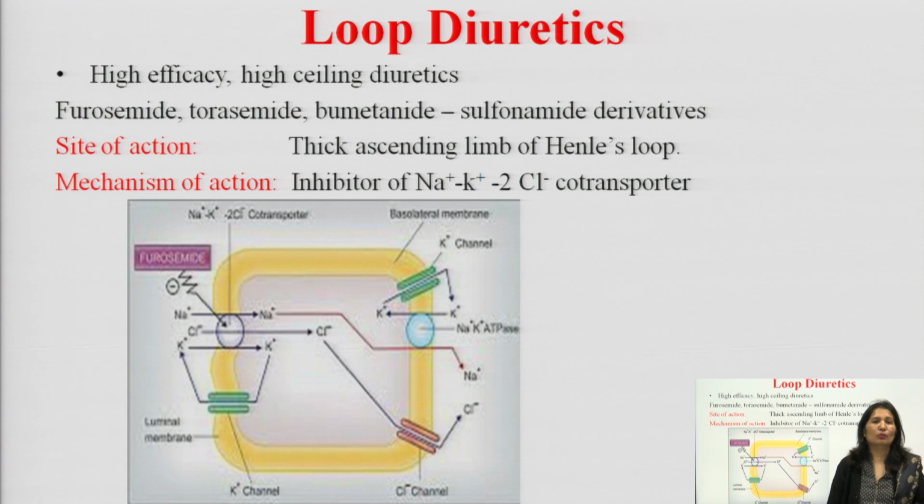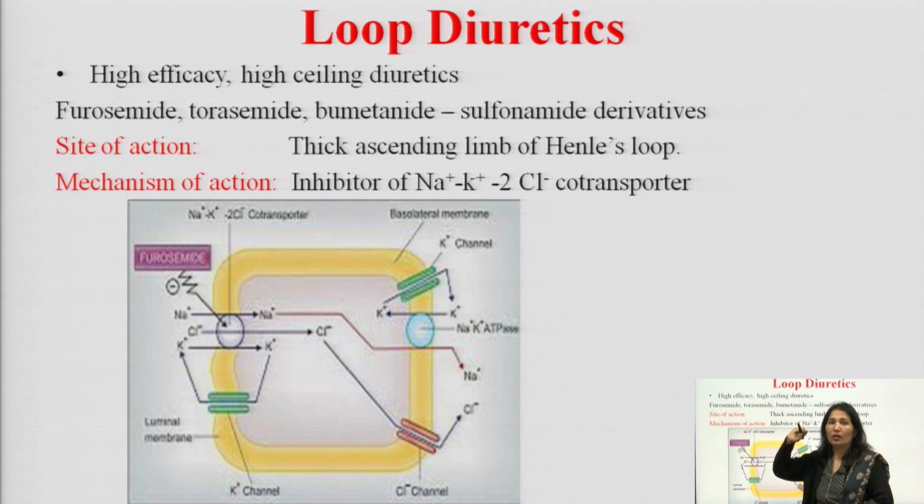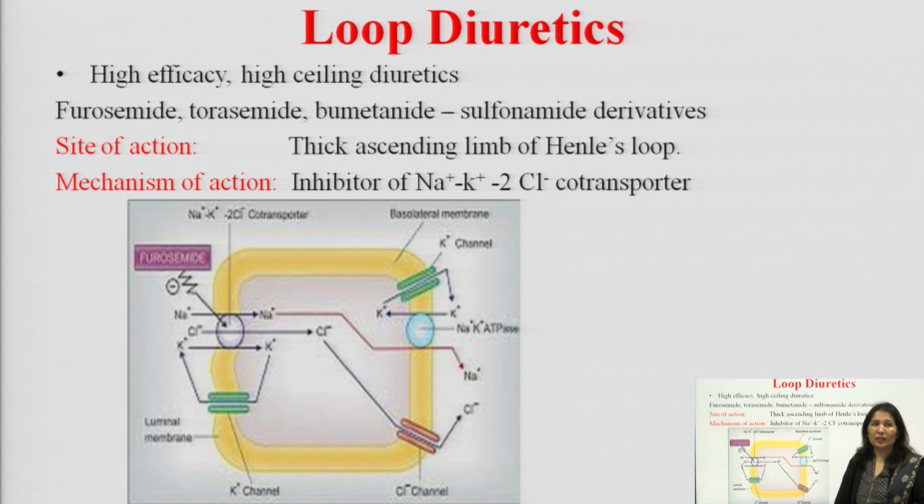So, loop diuretics are the most important, most popular diuretics, highly efficacious, high ceiling diuretics. They are called high ceiling diuretics because the diuretic action increases with increase in dose. They can cause diuresis of up to 10 liters per day, so caution should be kept in mind that it may lead to dehydration. They are highly popular and highly efficacious because they are responsible for the 25% of sodium that gets reabsorbed. Most reabsorption occurs at this site as compared to others.